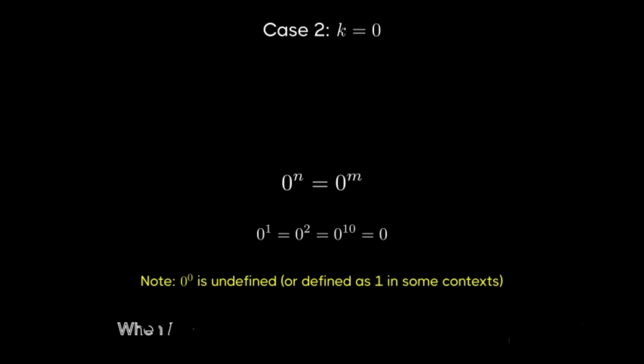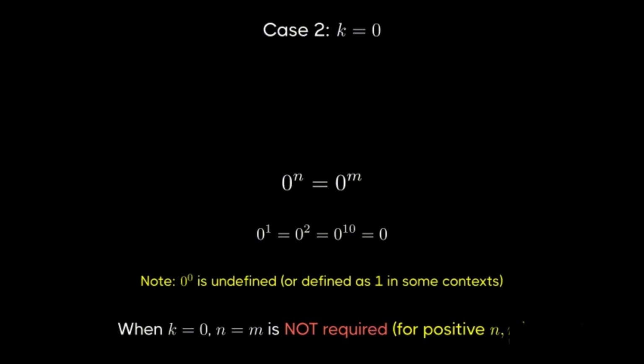Similar to our first case, this demonstrates that when k equals 0 and we're dealing with positive values for n and m, they don't need to be equal for the equation to be true. For example, 0 raised to the power of 2 equals 0 raised to the power of 5, but 2 doesn't equal 5.